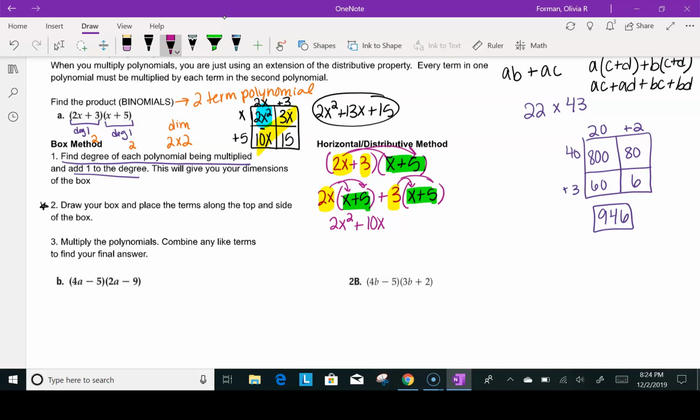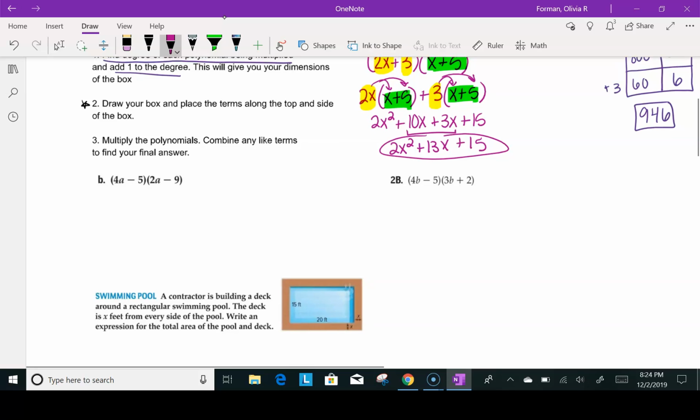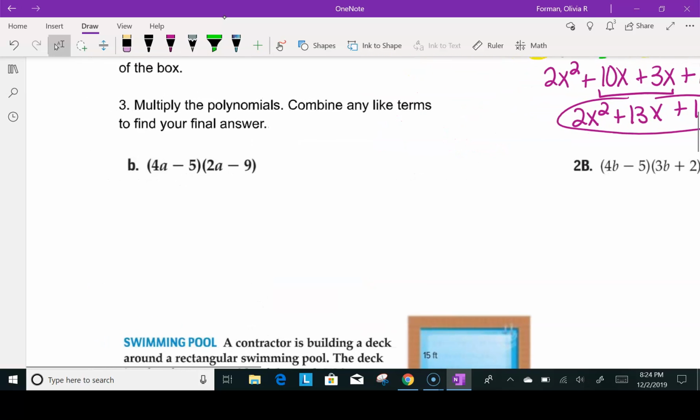Over here, we're on to a new kind of polynomial. So 3 times x, we would get 3x. 3 times 5 is 15. Okay, so then I combine these two because they have the same variable, same exponent, and I get 2x squared plus 13x plus 15. Now, it really doesn't matter to me what method you use. You just need to make sure that every term in one polynomial gets multiplied by every term in the second polynomial.